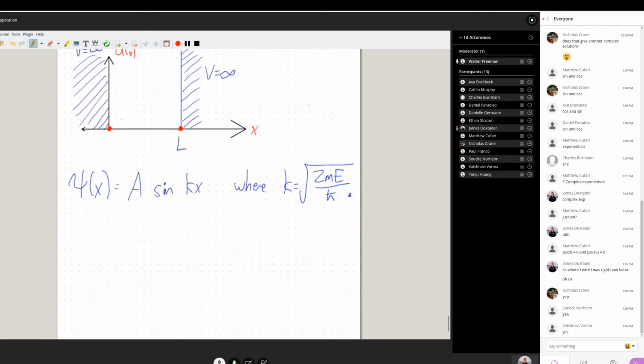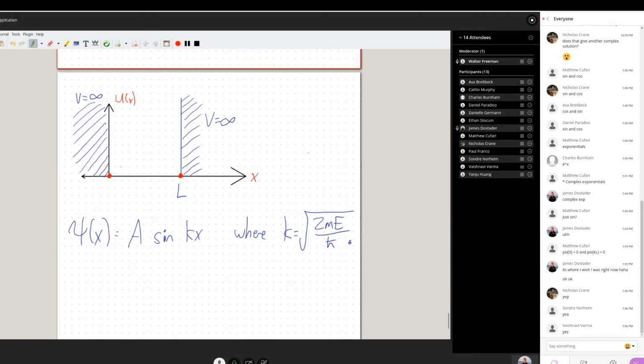You might say, well, we just pick k as an arbitrary constant. But here, this is the wave number.